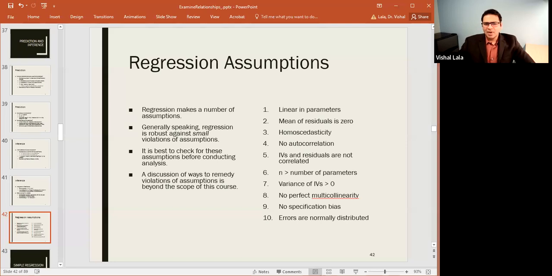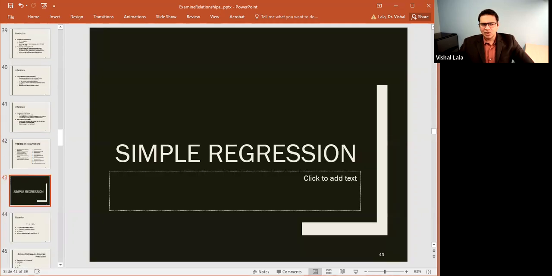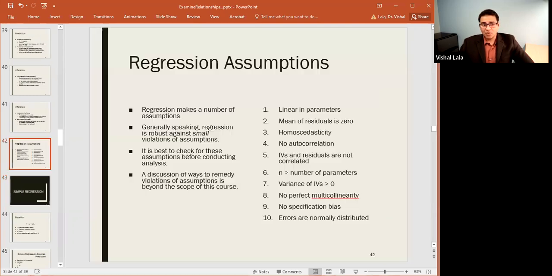Now, bear in mind, there are a number of assumptions of regression. Generally speaking, regression is robust against small violations of assumptions, but ideally, you should probably check these out before going forward. And we're not going to spend too much time on this because it's far beyond the scope of this class. So moving along, we're next going to look at simple regression in the next video. See you there.